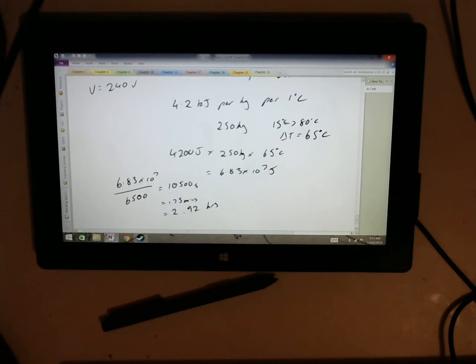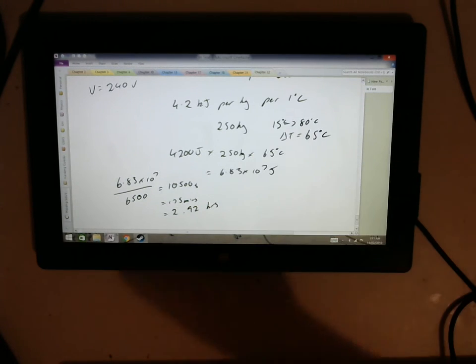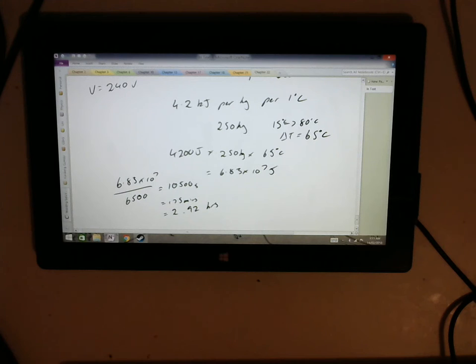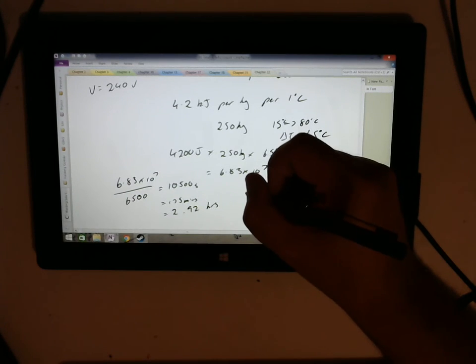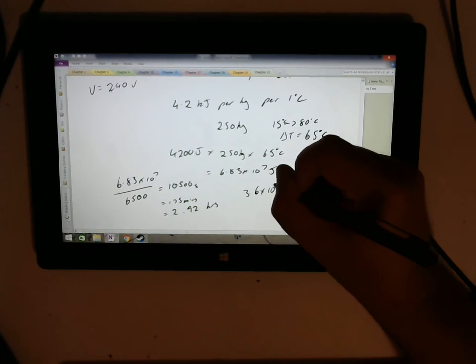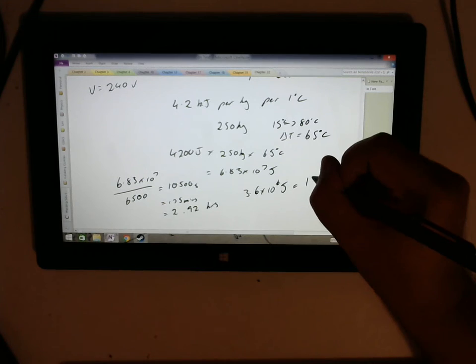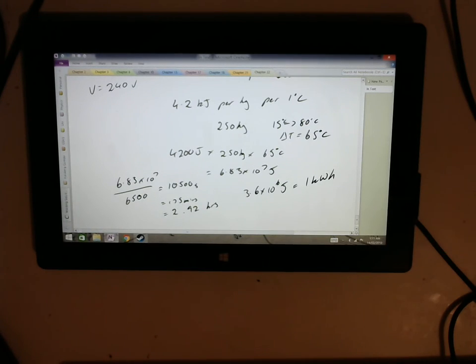The reason I'm asking this is because sometimes it honestly just drives you up the wall. We know how many joules. I didn't need the time from the look of it. I have a stated value here that 3.6 times 10 to the 6 joules equals 1 kilowatt hour.